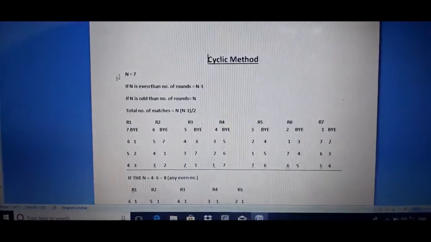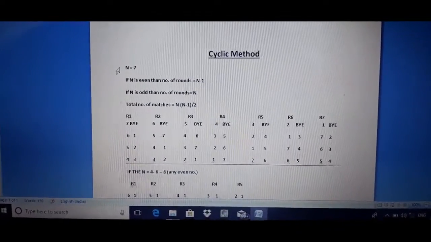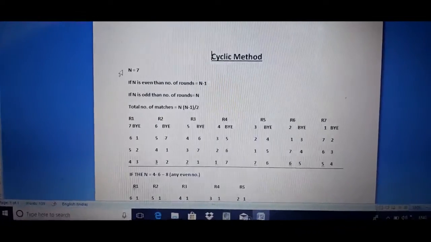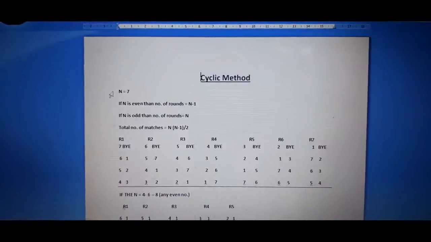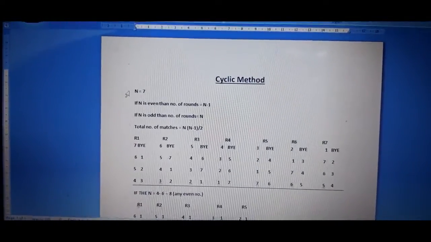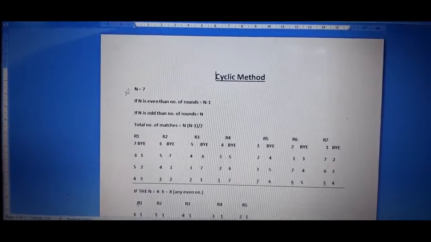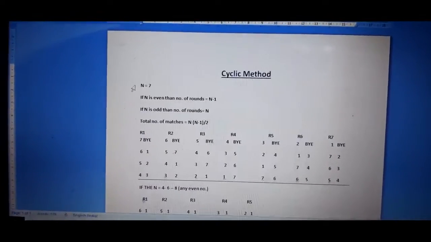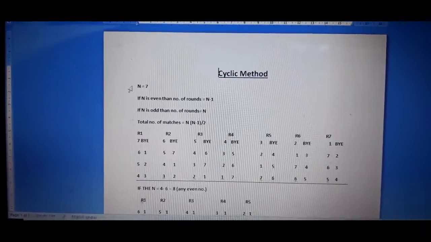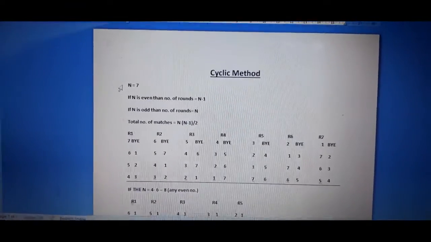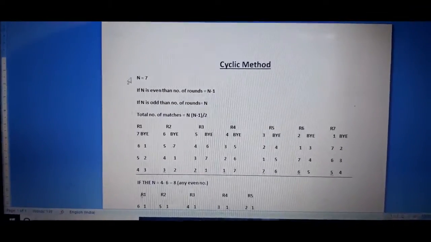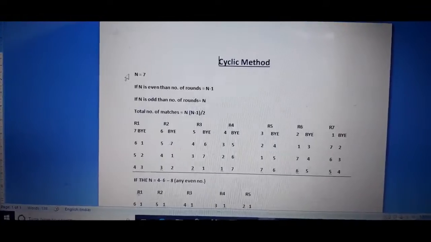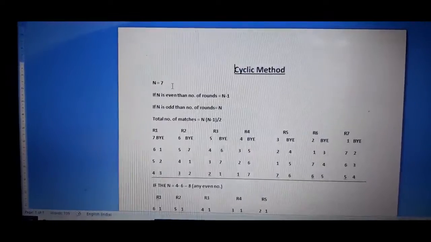So the first method of league method is the cyclic method. So we are going to go with the cyclic method. Now in this, if n is even, that is, the number of teams is even, the formula for number of rounds will be n minus 1, the total number of teams minus 1. Now I have made a fixture with the total number of teams being 7, so you can go through this. If you have any confusion, let me know.